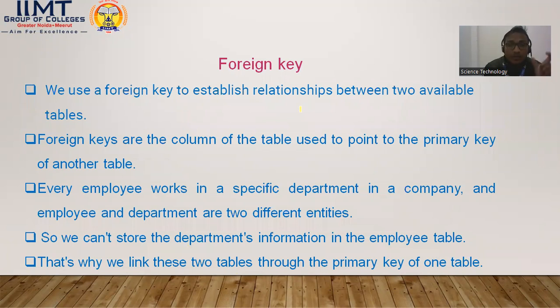Suppose we have table A and table B. Suppose table A has employee ID as a primary key. If we want the department in the department table, the employee ID works as a foreign key. We can create the relationship between table A and table B.